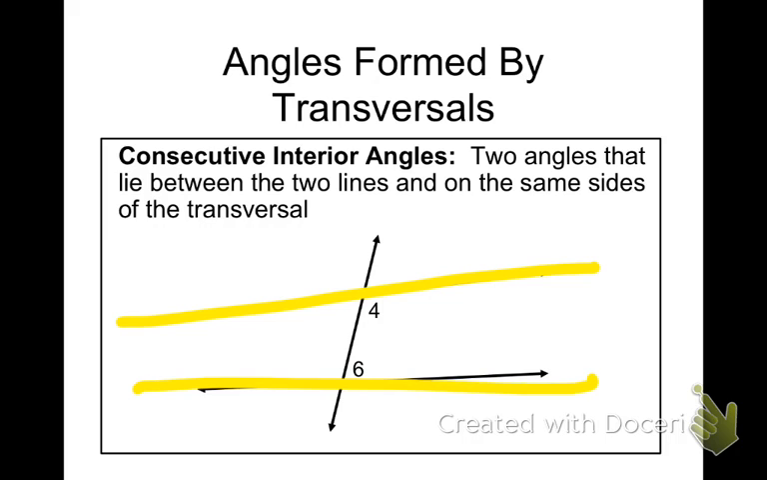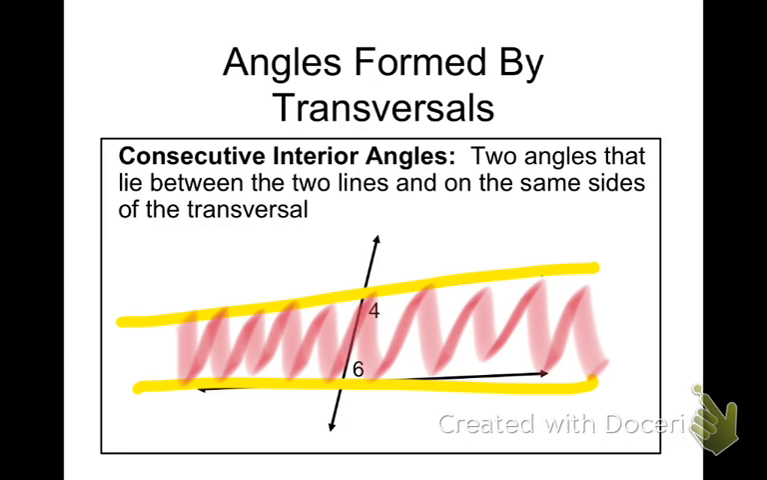So if these are my two lines, this is the interior. How many sets do you have on the interior? Up here you have 2. Down here you have 2. Which ones are on the same side? 4 and 6 are on the same side and in the interior, right? If I went to the other side, then my consecutive interior would be here and here. Okay? So again, corresponding, you'll have 4 pairs. All the rest you only will have 2 pairs.